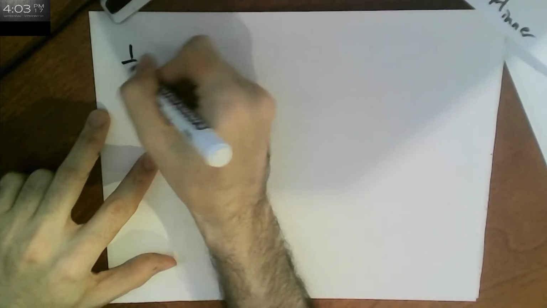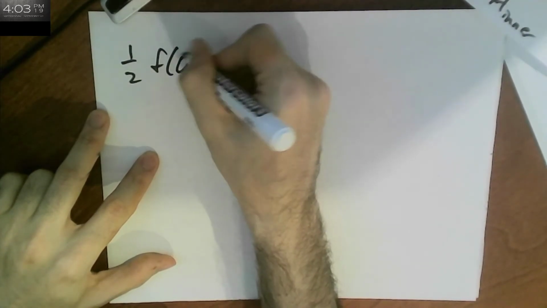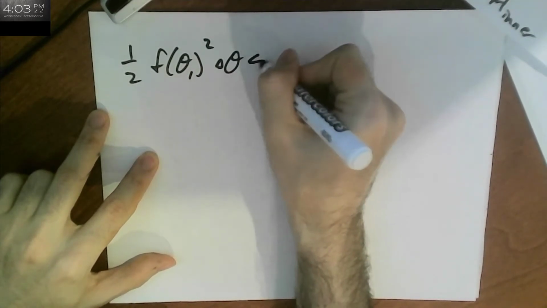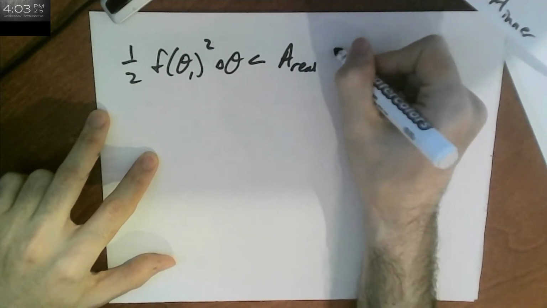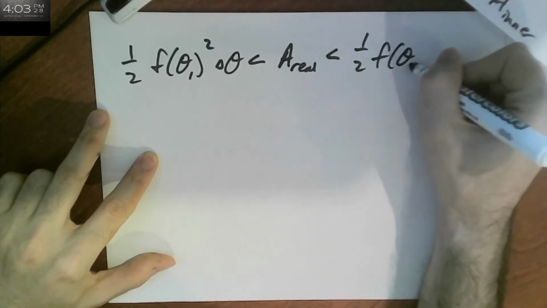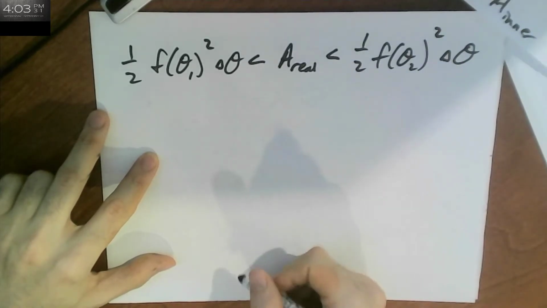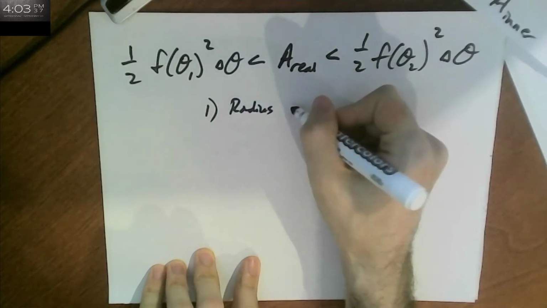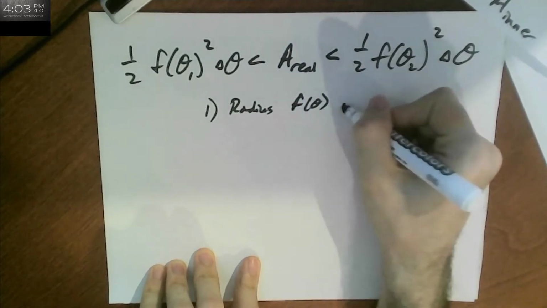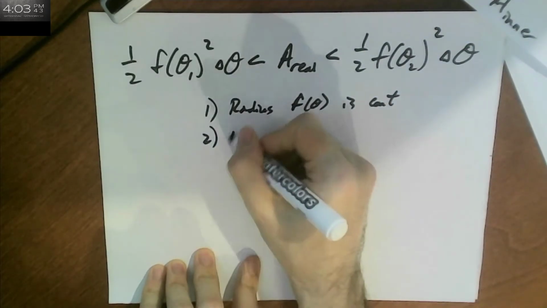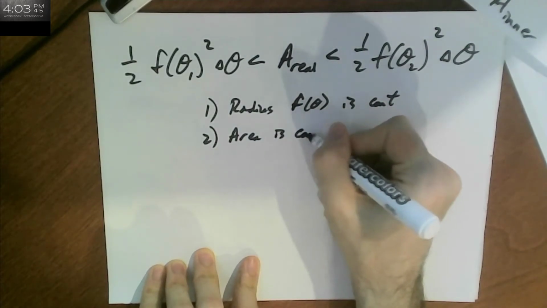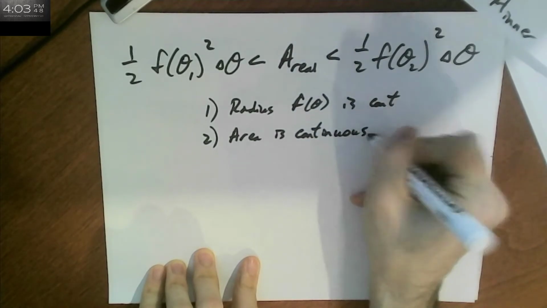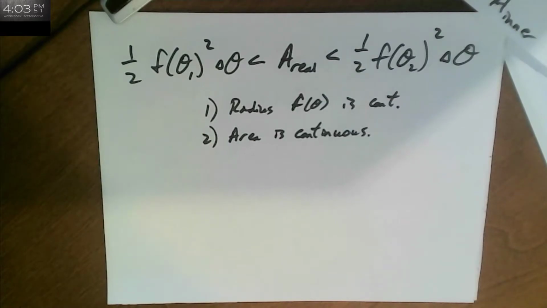I'm claiming that I have 1/2 f of theta 1 squared delta theta, and that's less than the real area I want, which is less than 1/2 f of theta 2 all quantity squared delta theta. And I make the following claims. That 1, the radius function, f of theta, is continuous. And 2, area is continuous. Right? The area function just depends on the f function anyway. It's just f times some other constants. So if f is continuous, area is also continuous.